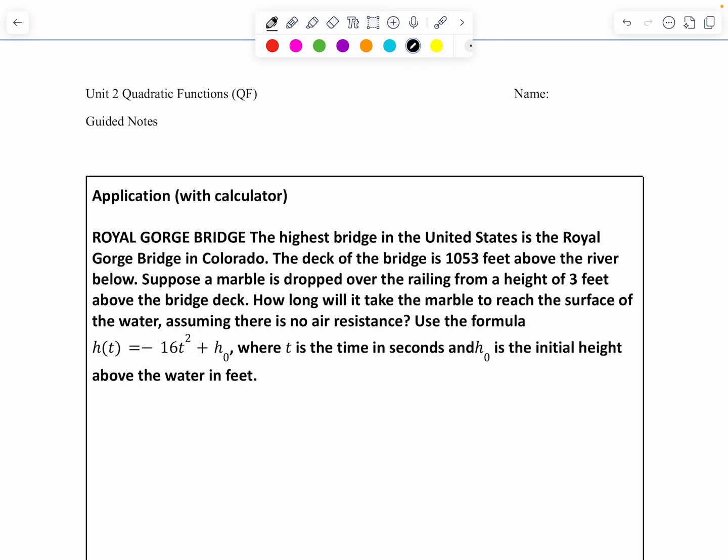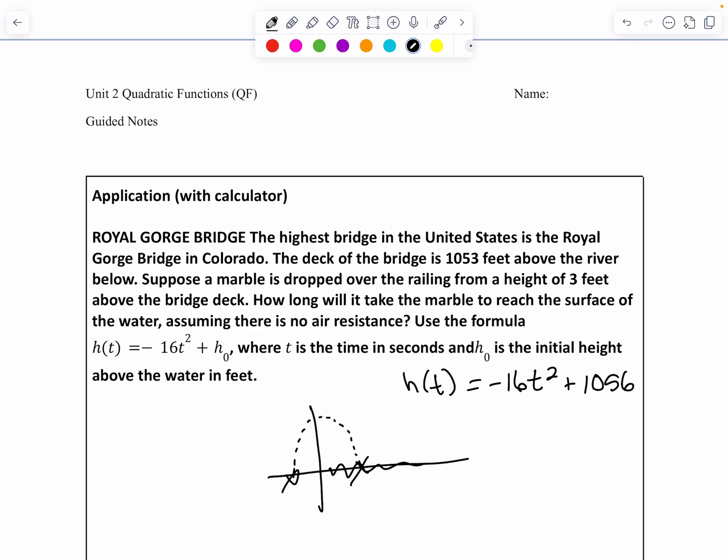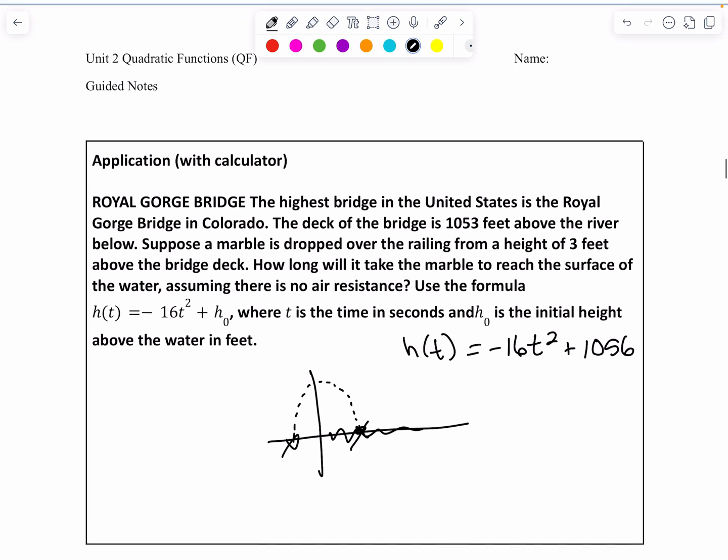So, what are you trying to find? So you are standing on this bridge up here, and you're dropping a marble down into the water down below. I want to know, when's it going to hit? Well, what is that in terms of a graph? That's a root. So I would plug in to my calculator negative 16x squared plus 1056, and then I would find my roots. I'm going to have another root over here, but I don't care about negative time. And so I would plug this into my calculator, find this root, and get the time that way.